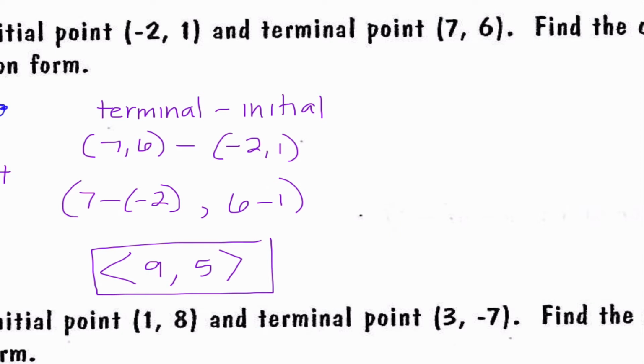To find the linear combination form, I'm going to write it as 9i plus 5j.